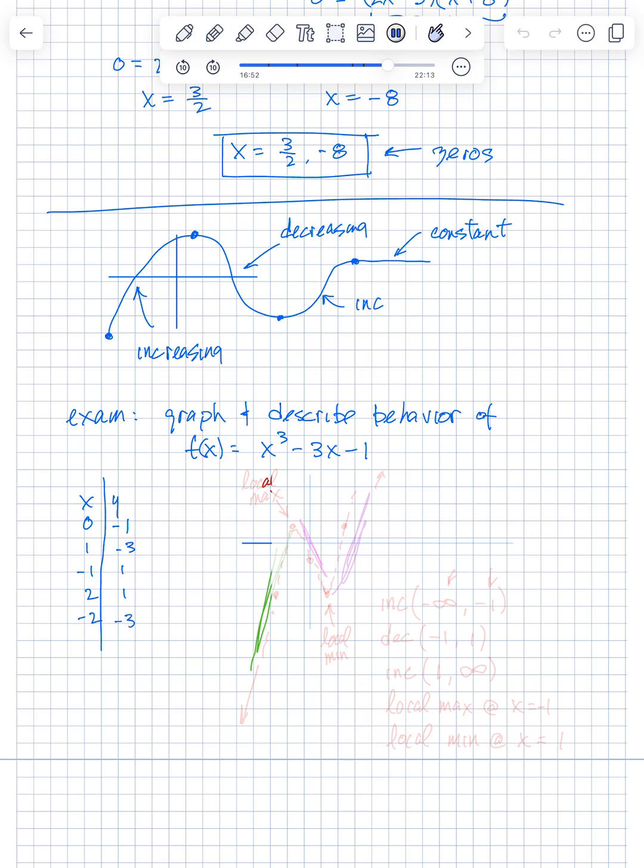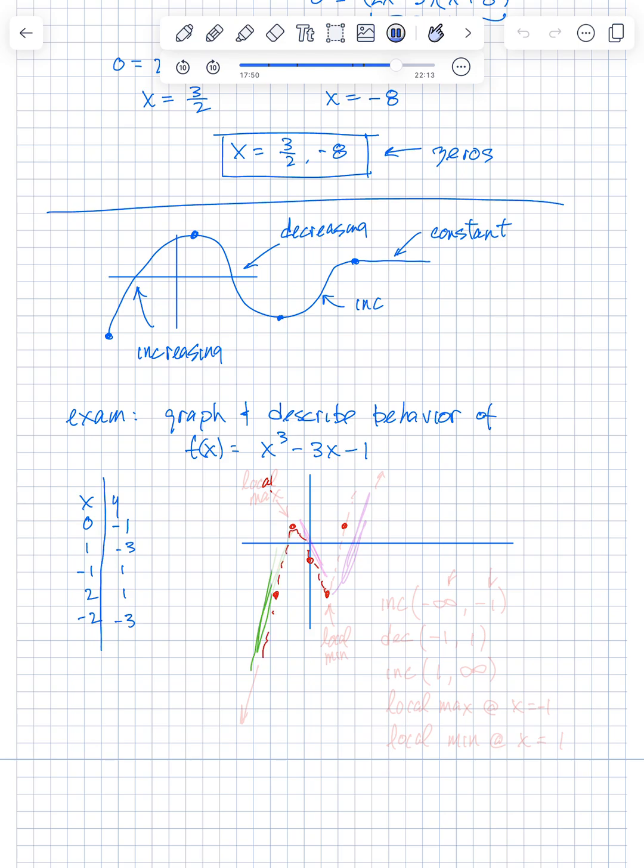We'll first draw a coordinate system, and we'll just put in these points. I'll do it in red. We'll put in the points first, then we can sketch the graph. So (0, -1), (1, -3), (-1, 1), (2, 1), (-2, -3). Well, this is enough because we know it has up to 2 turning points, so we're going to assume it's 2 turning points, and so we can kind of sketch it from here.